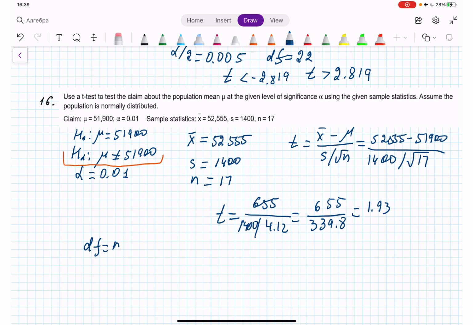So n minus 1 is going to be equal to 16, and we have two-tail with alpha 0.01. Okay, so degrees of freedom 16 and two-tail 0.01, that's the last column, and 16, so 2.921. So t critical is equal to negative and positive 2.921.